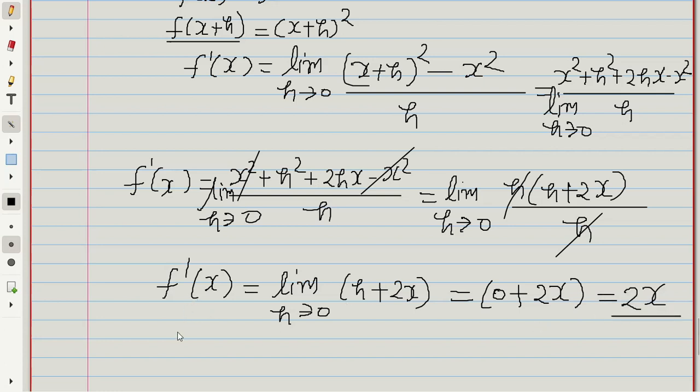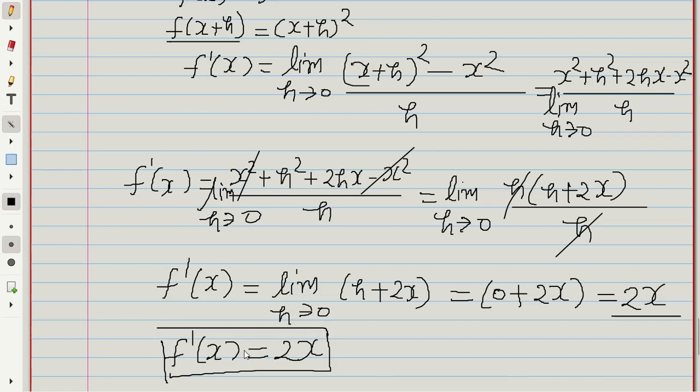So the derivative of f(x) would be 2x. So in this video we have learnt about limit and derivative of a function.